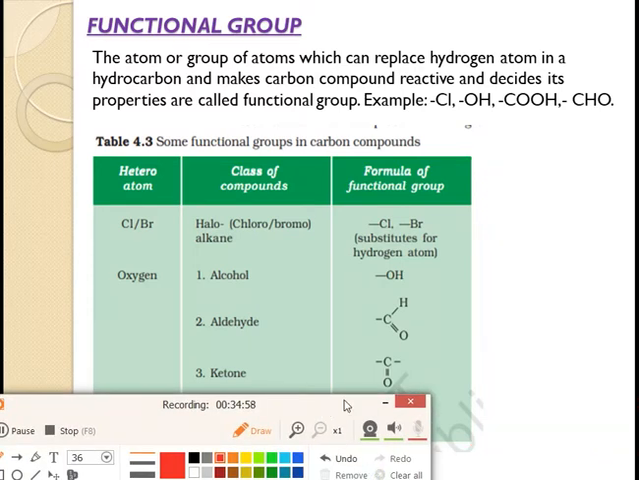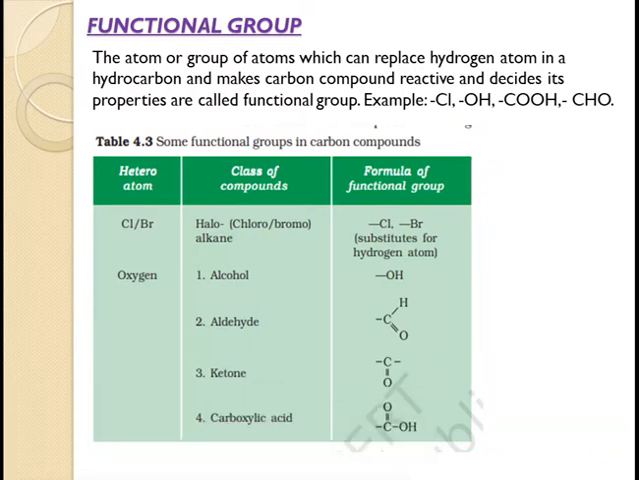So remember the definition of the functional group, that functional groups are the atoms or groups of atoms which replace hydrogen from the carbon compound and make them reactive and decide their properties also. Examples of functional groups are halo groups like chloro, bromo, alcoholic group like OH, aldehyde CHO, ketone CO, and carboxylic acid COOH.